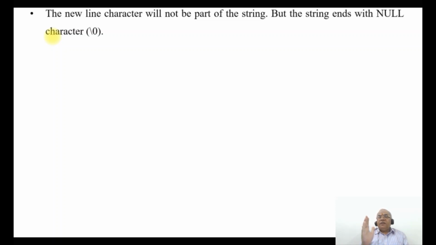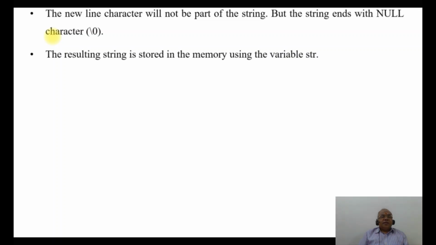but the string ends with a null character. Whenever we want to terminate the string, we need to go for the null character, which is \0. Then the resulting string is stored in the memory location using the variable string str.